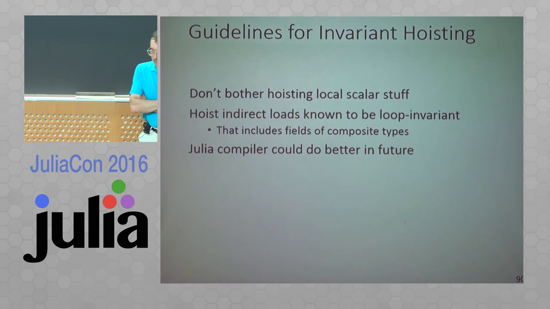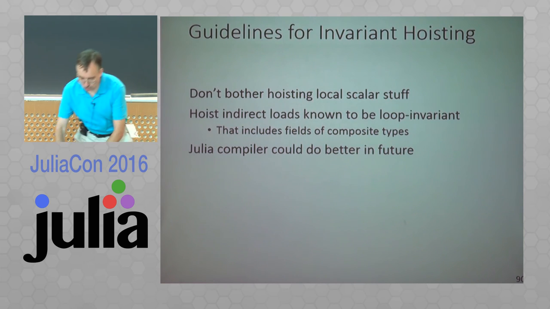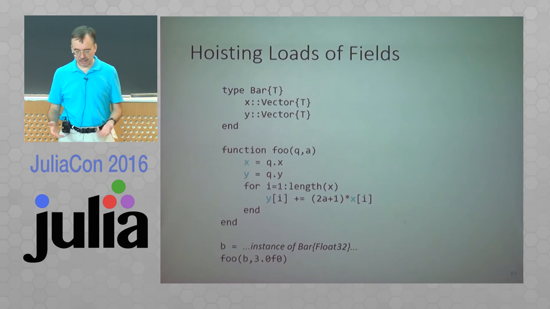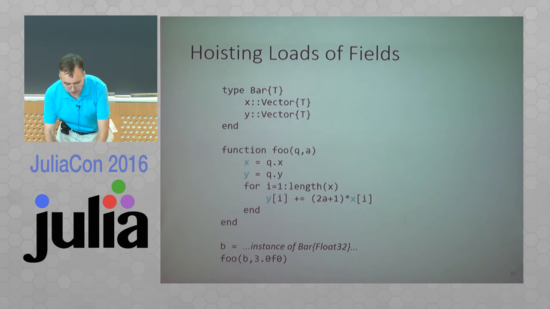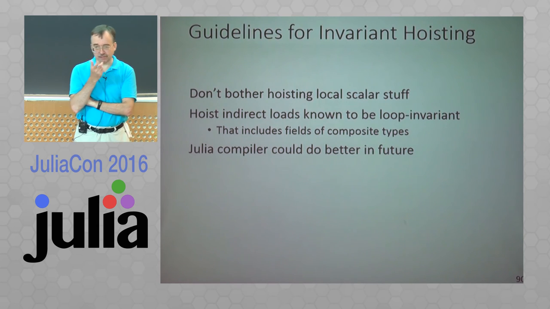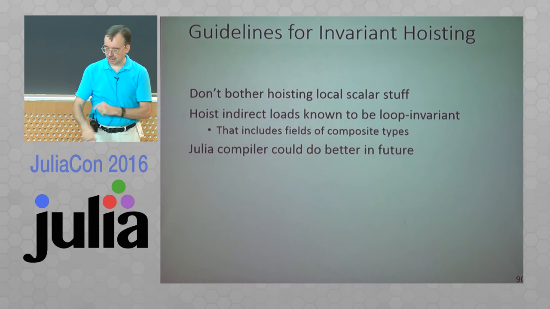So yeah, my advice is don't bother hoisting the local scalar stuff. The compiler can do that. Like the local scalar stuff in the example, the 2a plus 1. It's local, it's scalars, the compiler can deal with it. But do worry about the fields of composite types. If it's immutable, the compiler can do something about the hoisting. And the compiler's getting better.